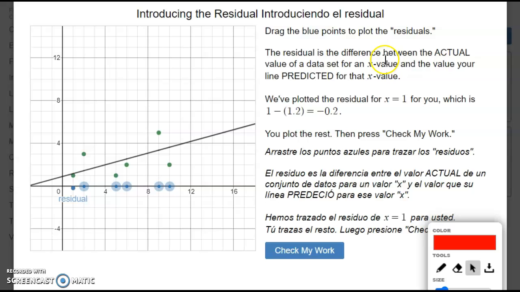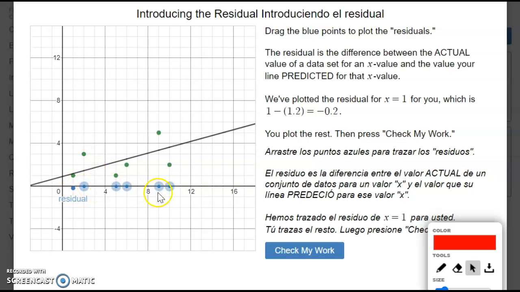The residual is the difference between the actual value, that's the green dot, and the predicted value of x value. That means that's my line of best fit. So how far is my green dot from the line of best fit here? It's just slightly below, so that point, the first blue point, is slightly below for me.